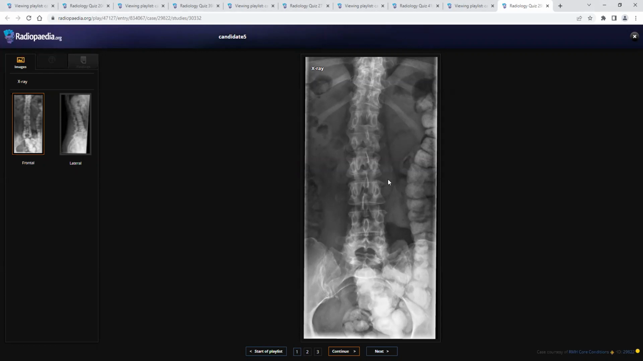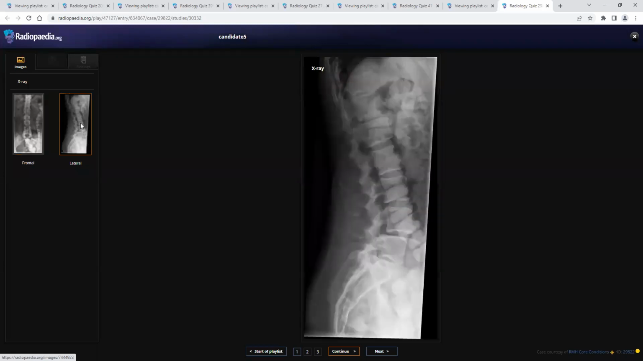Is there any particular history which could help me? She presented with backache. I would like to see the orthogonal view as well. Always you should ask for the orthogonal view in the exam. Yes, thank you. That's the protocol.